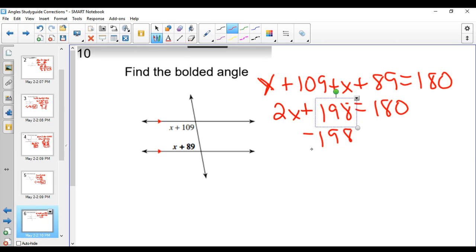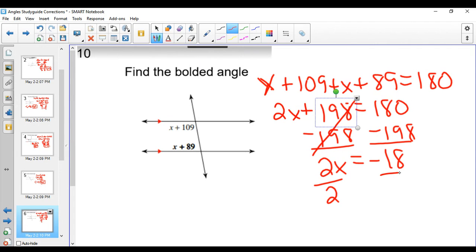Next step would be subtract 198 from both sides. These are going to cancel. And then I'm left with 2x equals negative 18. My final step would be divide both sides by 2. So we have x equals negative 9.